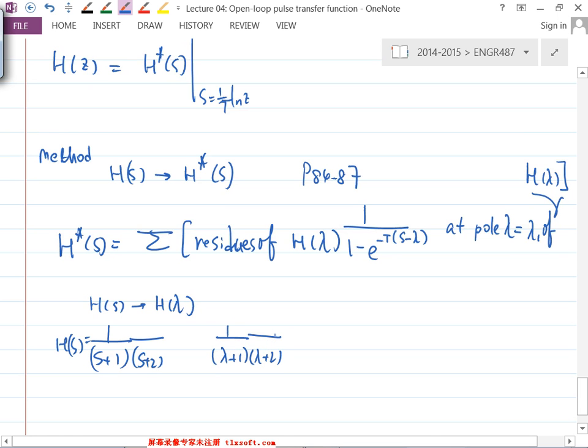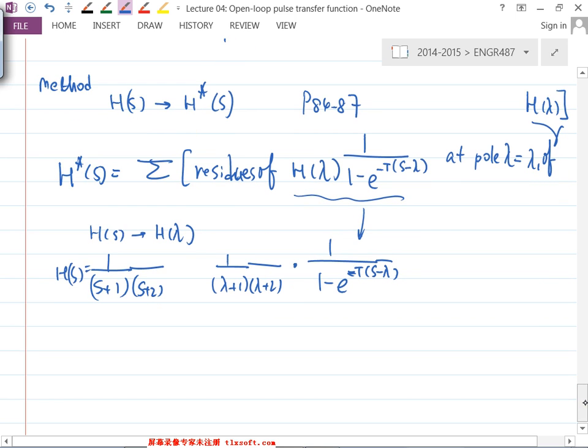Okay, we change to lambda. Then we multiply this with 1 over e to the power of negative sampling time capital T, then s minus lambda. Okay, so that's basically this chunk right here.